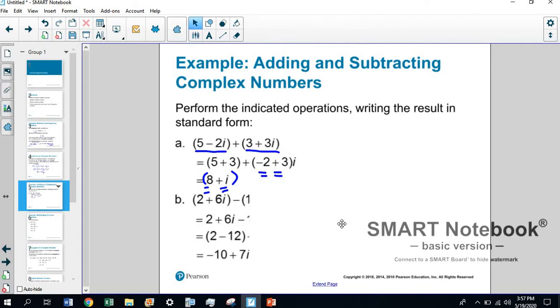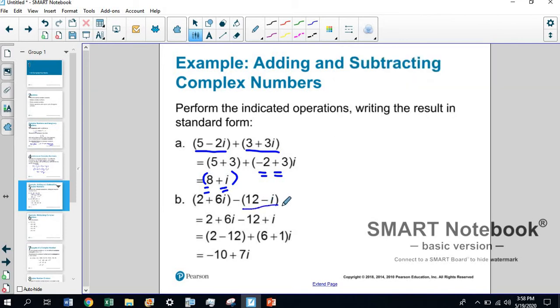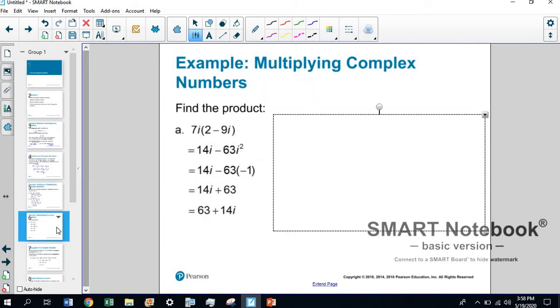If you want to subtract, same idea. 2 plus 6i minus 12 minus I. The first thing you do, of course, is distribute the negative sign through, because when you're adding it doesn't matter, but when you're subtracting the whole number, you have to distribute the negative sign, and it changes and makes this a plus I. So you get 2 minus 12 for the real part, you get 6 plus 1 for the imaginary part, you get -10 plus 7i, again, two parts, one answer. Okay? Very straightforward when you add and subtract complex numbers.